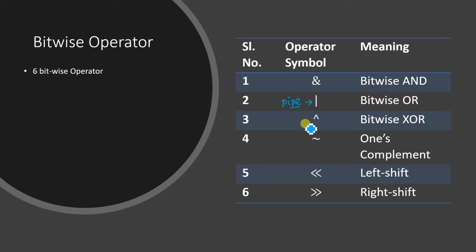Then this symbol is called a caret symbol, which will be used for bitwise XOR, and for ones complement we are using a tilde symbol. For left shift you can use the less than symbol 2 times, and for right shift you use the greater than symbol 2 times. So these are the symbols exactly used for representing bitwise operators.